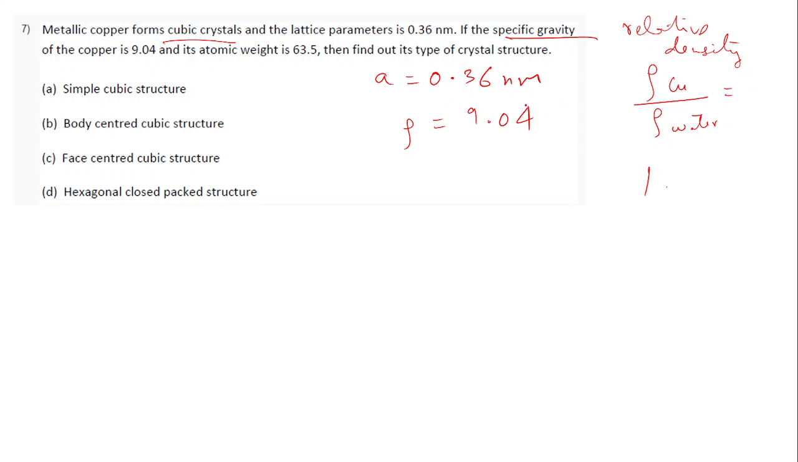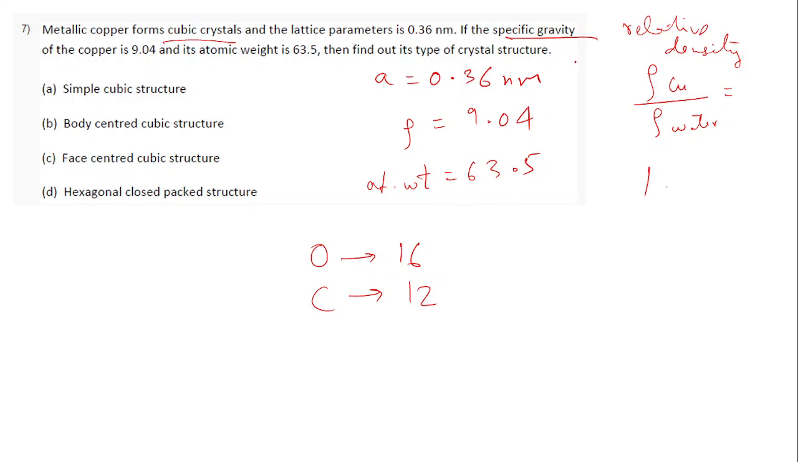That means if you want it in that unit, then you can keep gram per cc. And its atomic weight is 63.5. I think it should be in gram per mole. Usually whenever we say that for oxygen the atomic weight is 16, for carbon the atomic weight is 12, we don't put gram per mole, but that should be understood.